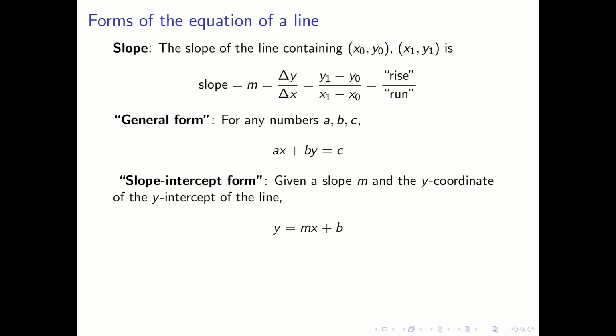Now, this equation can be rearranged a few different ways. So if I solve this equation for y, I'll end up with something that looks like this. Now, notice I'm putting m here. If you literally solve this equation for y, what would you get? You would get by, so if you subtract ax and divide by b, you would end up with y equals minus a over b x plus c over b. That's not what I've written here.